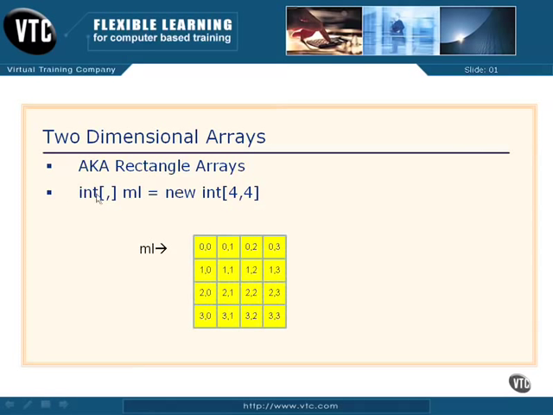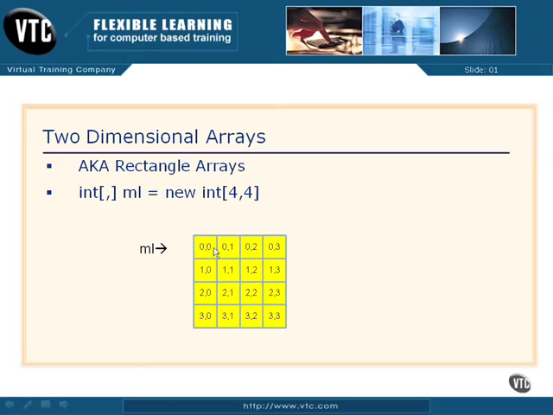So let's take a look at what this looks like. If I execute this command right here, notice I'm giving it my data type, and this time inside my brackets I put a comma. Instead of a number I put a comma, and this tells it that this is a multi-dimensional array. And then here's the name of my array right here, ML.